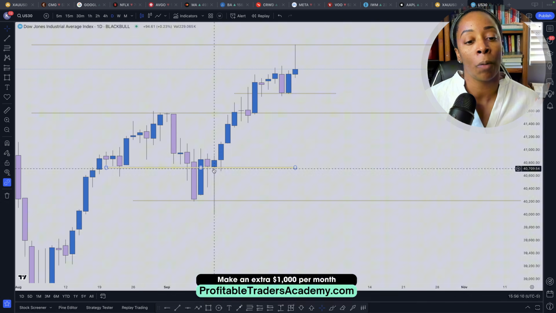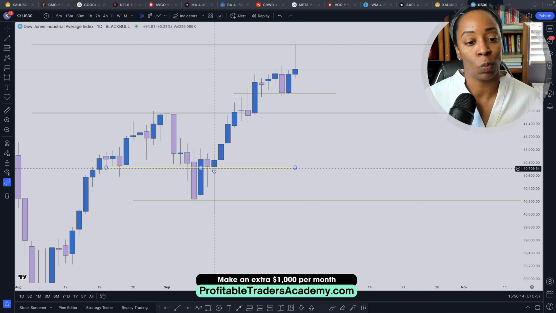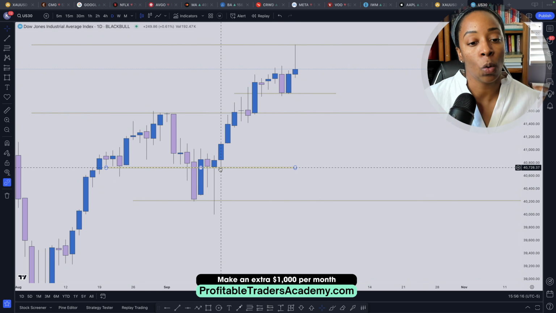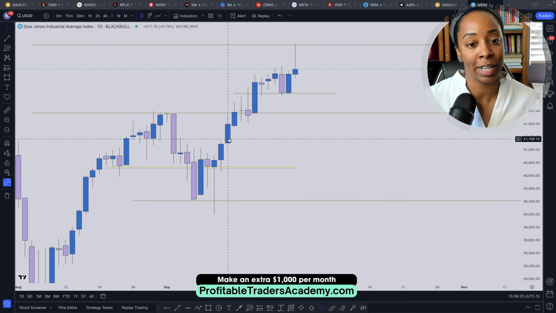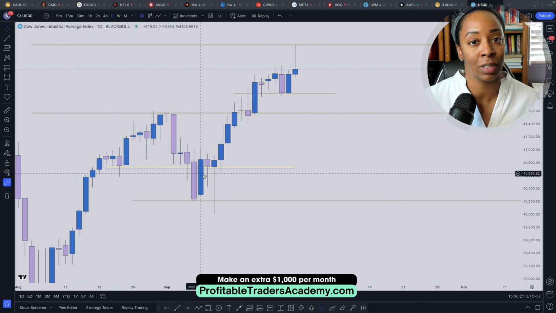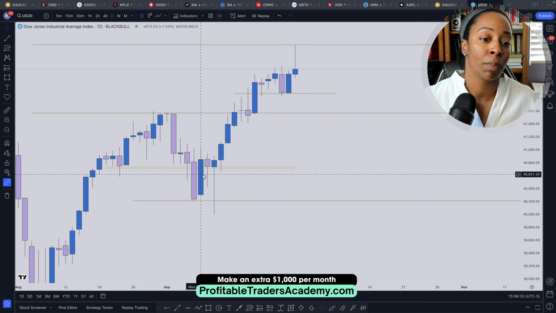And I like to draw my zones mostly at the body, but sometimes at the wicks. It just kind of depends. In this situation, I'm going to draw it at the body, mainly because price came all the way down here and then it closed up here. And then from this area, price pushed all the way up here. So this is pretty much a launching point for price as it moved bullish. So I definitely want to mark that off.